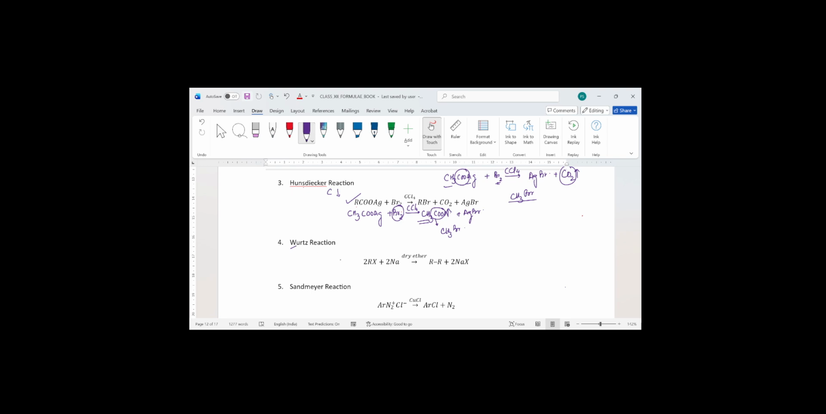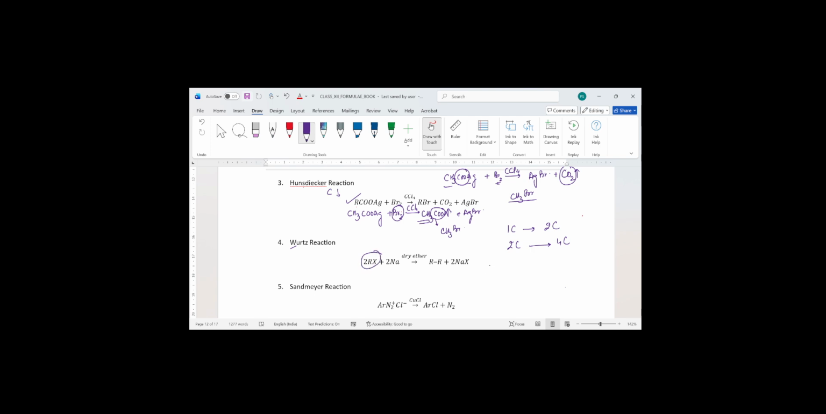Then next we talk about Wurtz reaction. In Wurtz reaction we actually elongate the carbon chain. So if you have to elongate, you have to increase the carbon chain just by double. Okay, so if you have taken one carbon, it will become a 2 carbon. If you have taken 2 carbon, it will become 4 carbon. So this is actually duplication.